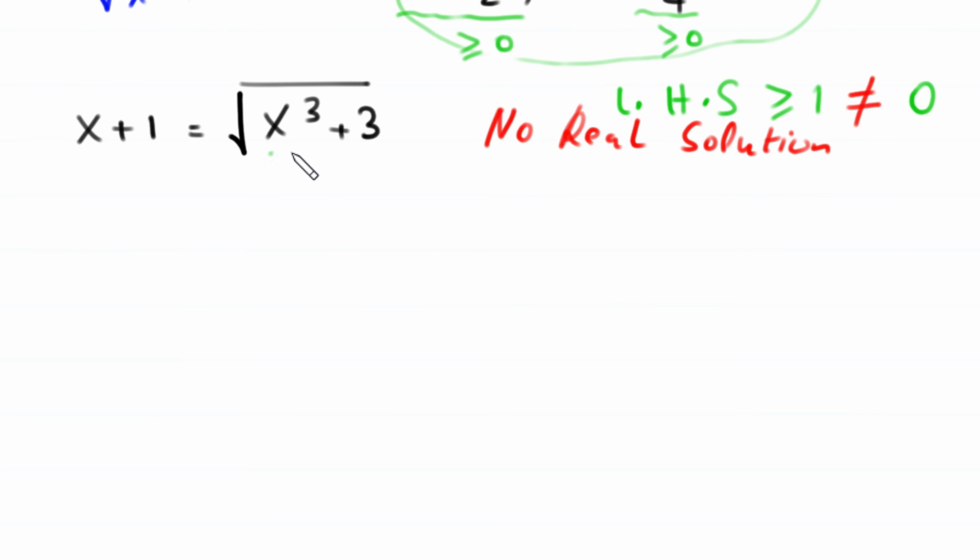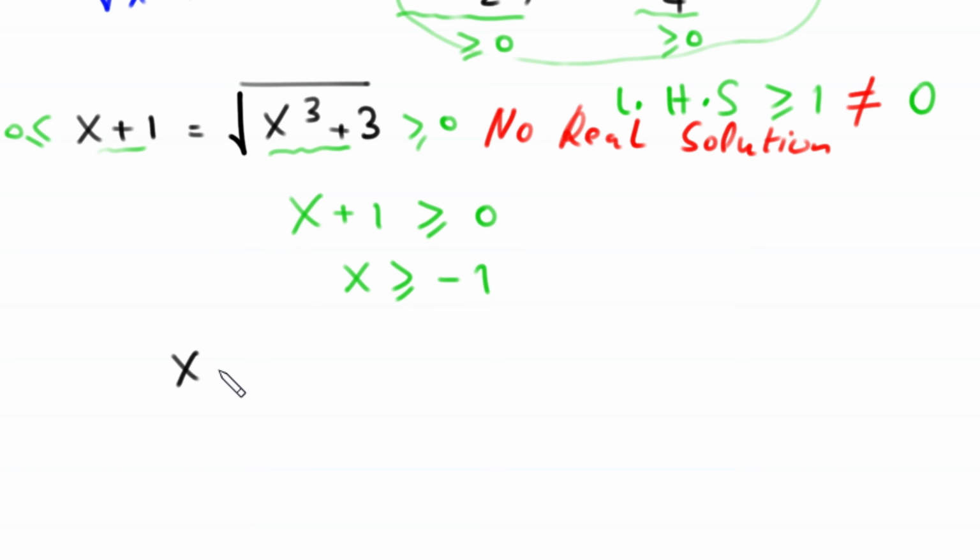Since x cubed plus 3 must be greater than or equal to 0, this x plus 1 must also be greater than or equal to 0. x plus 1 must be greater than or equal to 0. This implies that x must be greater than or equal to negative 1. Now we square both sides of this equation.